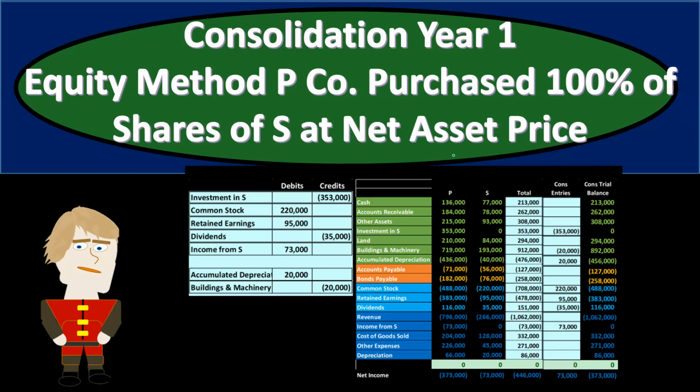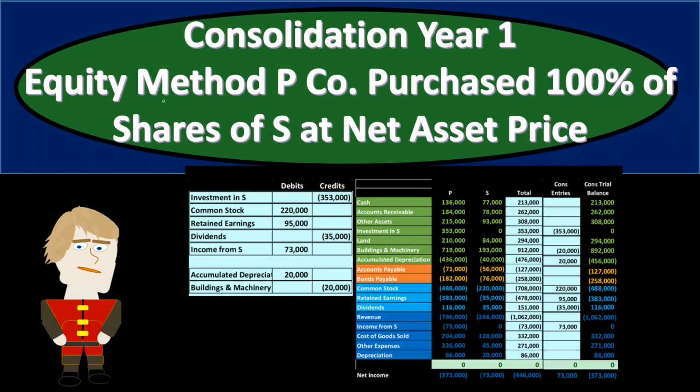So we have an entire year where these two companies were together, where P had a controlling interest, 100% interest in S. And now it's the end of the year, and we're going to take those two separate books and consolidate them together. Note also, we're going to be saying that P, the purchasing company, is going to be using the equity method to account for S.